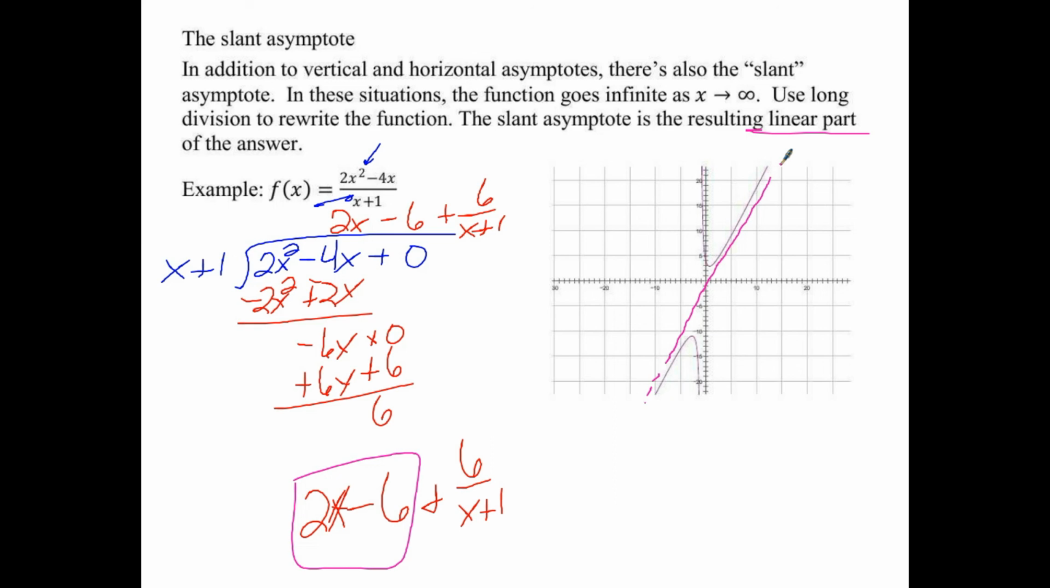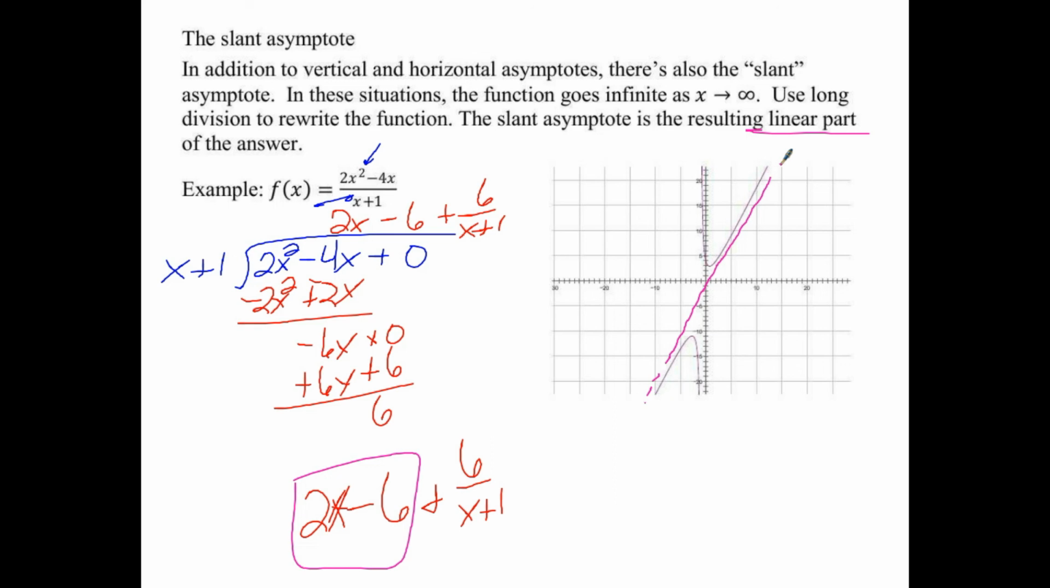So that's how you find it, okay? When the degree of the numerator is exactly 1 higher than the degree of the denominator, there's a slant asymptote. And the way that you find the equation for the slant asymptote is you perform long or synthetic division, and the linear part of the answer is the equation for the slant asymptote. If the top term was 2 degrees higher, there would be no asymptote at all. There would be no asymptote if it was anything more than 1 degree higher.